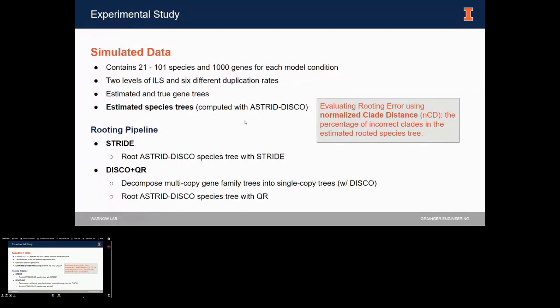And then we examined two different pipelines here. We have the basic STRIDE pipeline where we take the multi-copy gene trees, we give them to STRIDE along with the estimated Astral DISCO species tree, and then we get the rooting. And then we have our QR pipeline here, which is the same thing that we talked about. We decompose our gene trees. We get the set of single copy trees that we derived from the multi-copy gene trees. And then we take our estimated species tree and we get a rooted tree with QR.